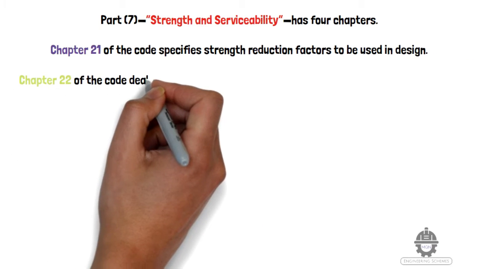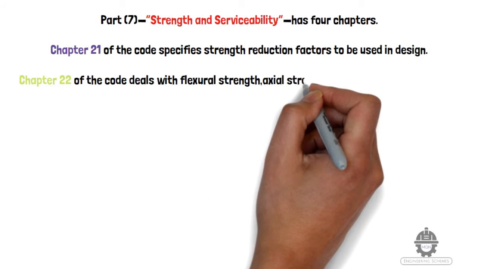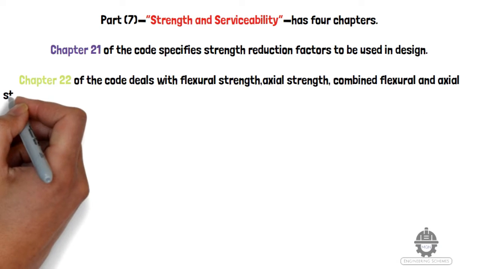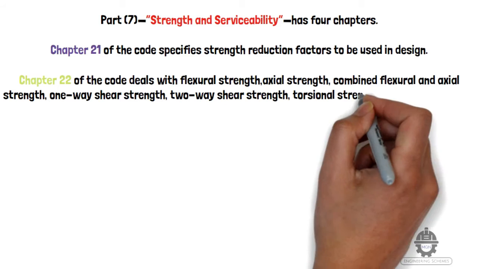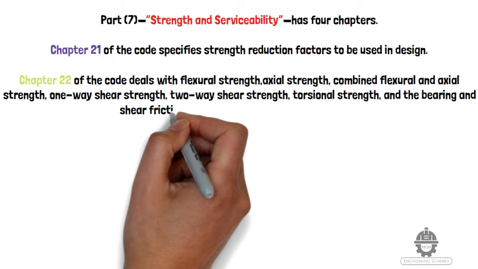Chapter 22 of the code deals with flexural strength, axial strength, combined flexural and axial strength, one-way shear strength, two-way shear strength, torsional strength, and the bearing and shear friction of the concrete structural elements.